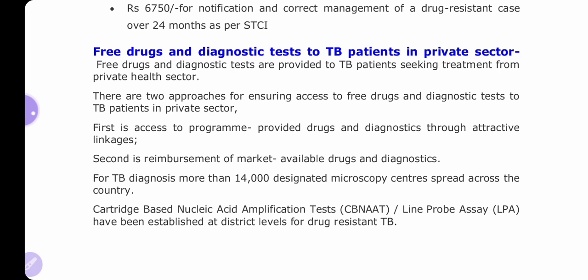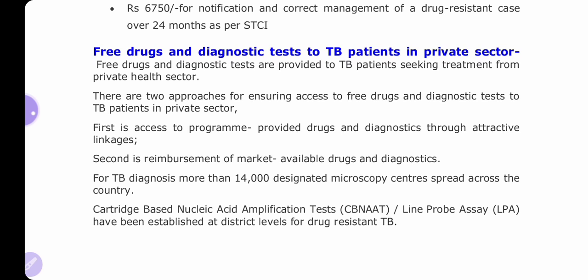Free drugs and diagnostic tests to TB patients in the private sector. So in the private sector, the government supplies the free drugs and diagnostic tests for TB patients seeking treatment from private health sectors. So private practitioners do not have to invest themselves in diagnosis or in treatment, but they will still receive the incentives on notifications and completion of treatments, so they can retain their patients.